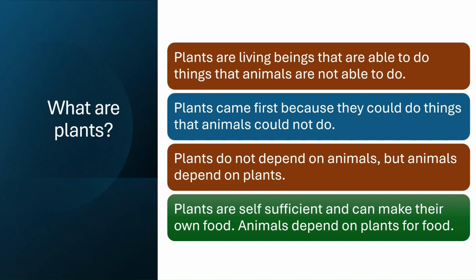What are plants? Plants are living beings that are able to do things that animals are not able to do. Plants came first because they could do things that animals could not do. Plants do not depend on animals, but animals depend on plants. Plants are self-sufficient and can make their own food. Animals depend on plants for food.